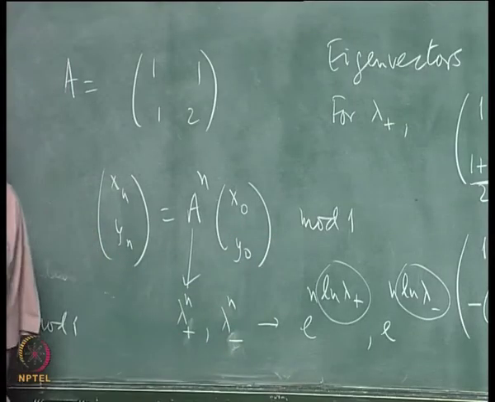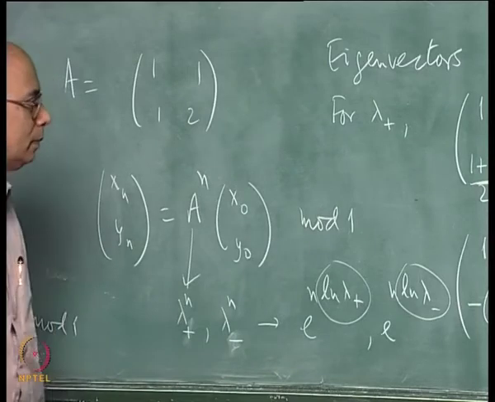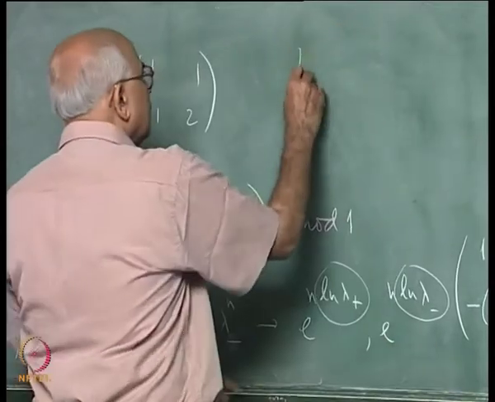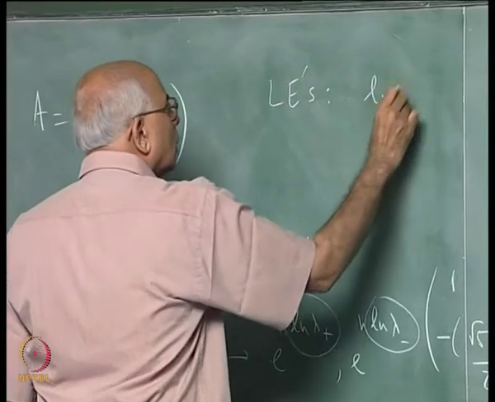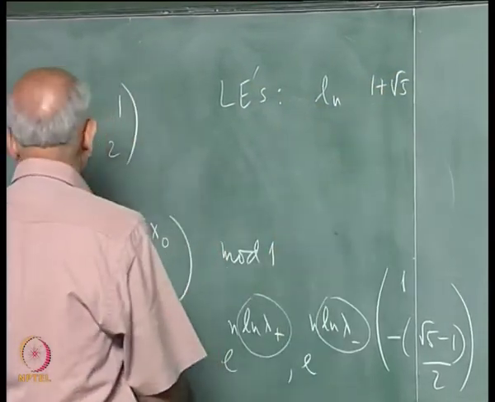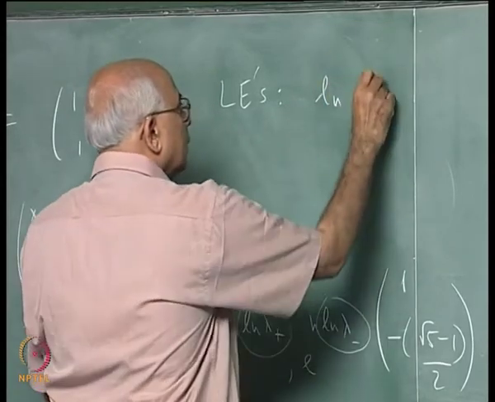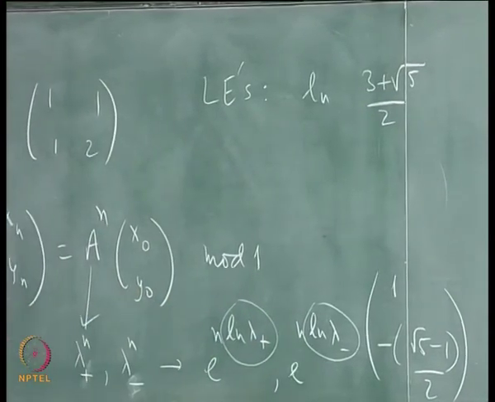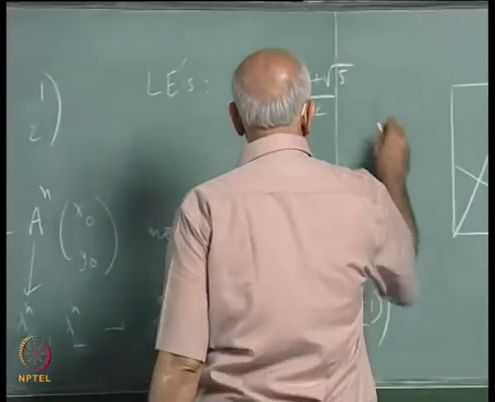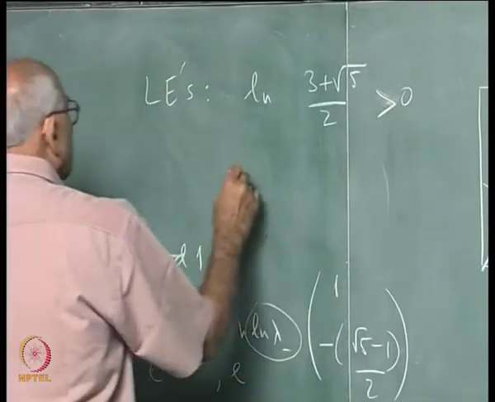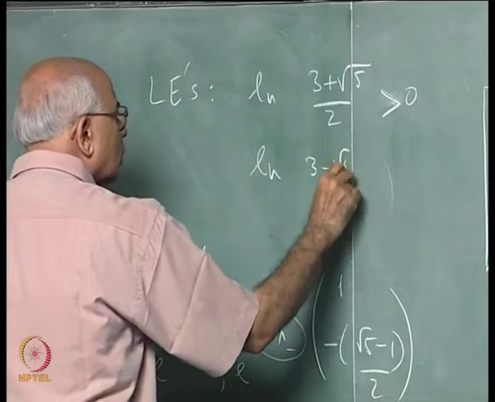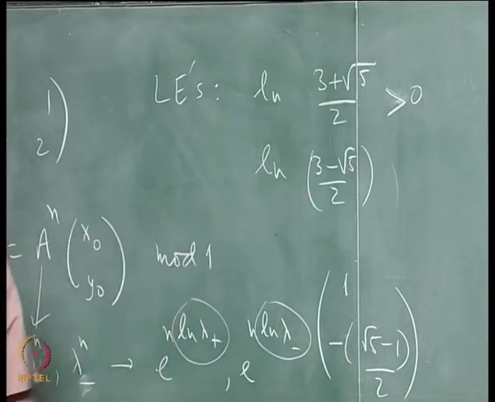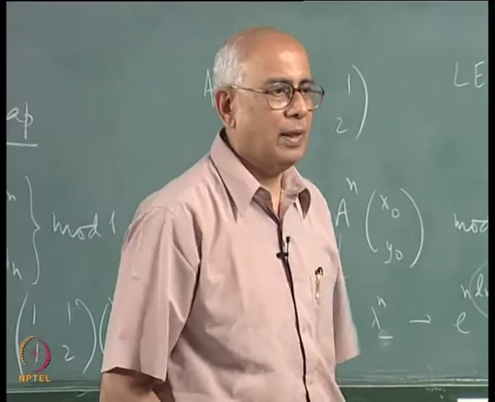Now what is log lambda plus? So the Lyapunov exponent is log of (3 plus root 5) over 2. Is this positive or negative? It is positive, exactly. And the other one is log of (3 minus root 5) over 2. And what is that? It is negative because this is a number less than 1. Therefore it is a contracting direction.